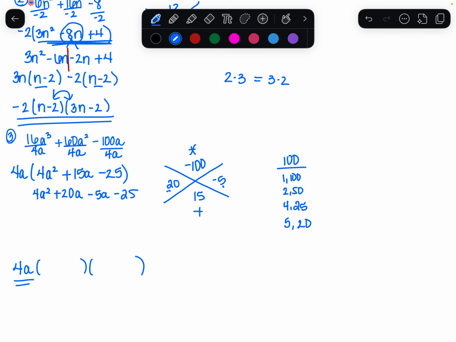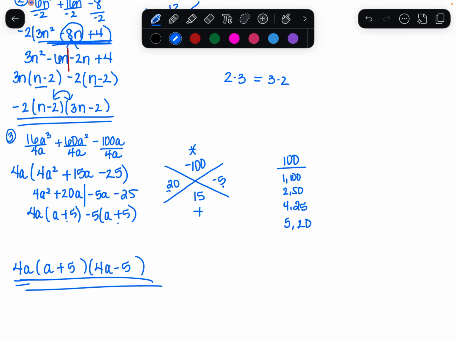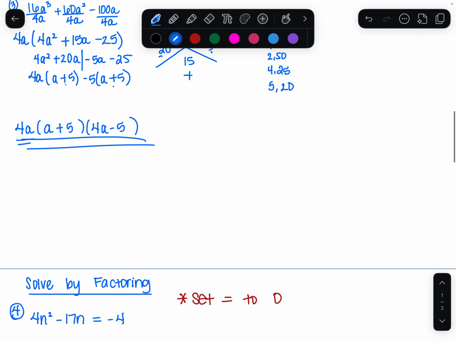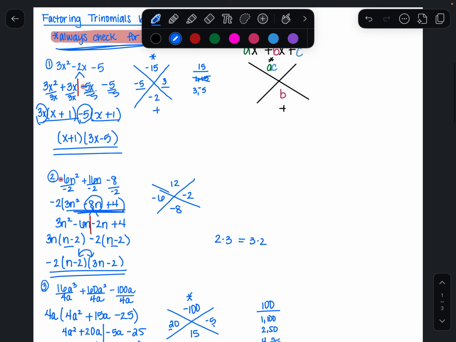And again, I brought the 4a down here, so I'm just ignoring it. Split it up, factor out a 4a, and you get a plus 5. Factor out a negative 5, and you get a plus 5. So good, we have a match. Final answer is 4a, a plus 5, and then 4a minus 5. So there we are. Okay, just one other example that I want to give you.